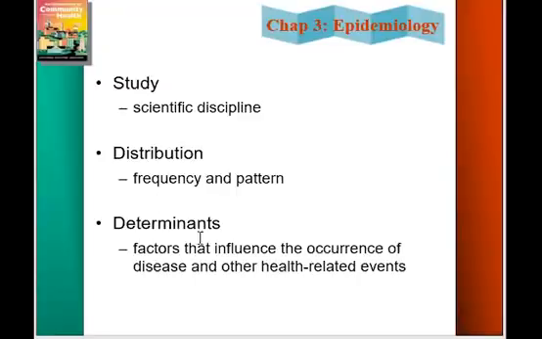How about the term determinants? When we talk about determinants, class, we're looking here at the factors that will influence the occurrence of disease and other health-related events. So what are examples of the determinants I am referring to here? So example would be your demographic characteristics and even the genetic makeup of the individuals comprising the population. Okay? So let's proceed with the other terms that I highlighted in red.